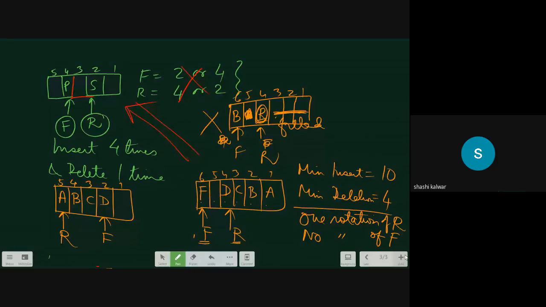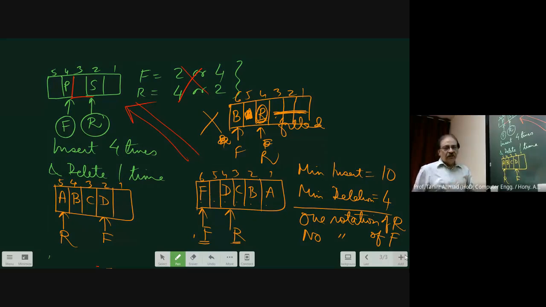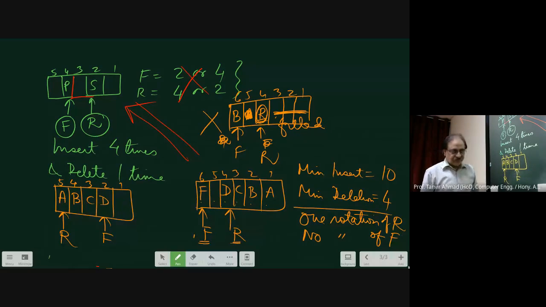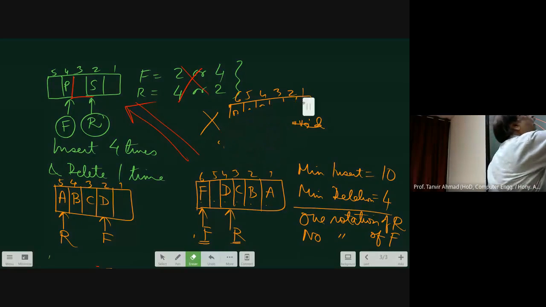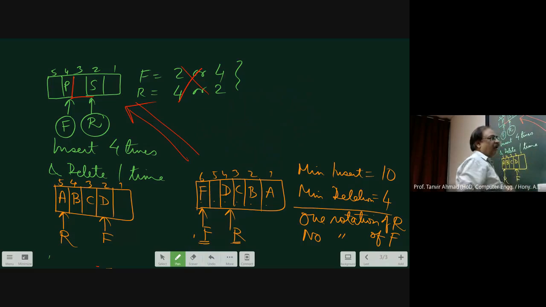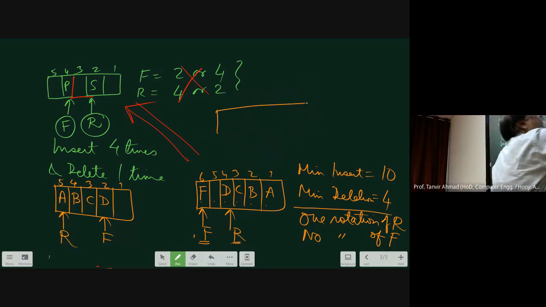Any more questions? Excuse me, sir. Sir, I could not understand how you calculated the minimum insert 10? Okay, see. Now let us come to this question. Fine. Good. I want that you should be able to ask me. See. Now let us try to take a normal queue with this.